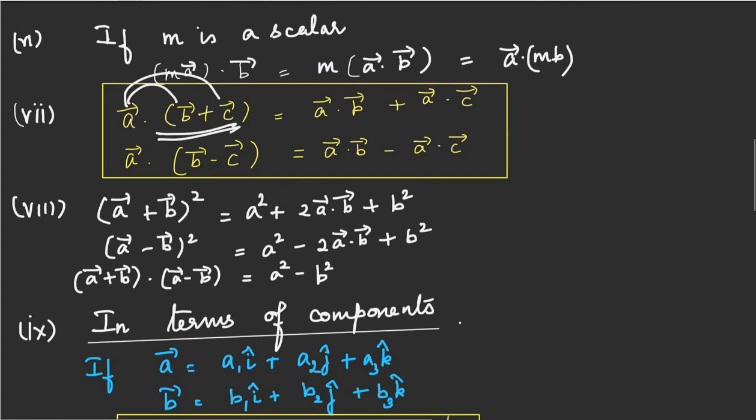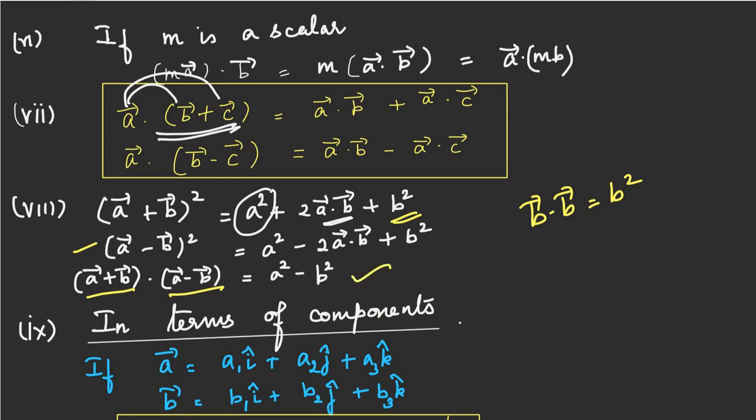Next, a plus b dot a plus b, the whole square. We know a dot a is equal to a square. Therefore, a square plus 2 times a vector dot b vector plus b square, modulus of b the whole square. We know that b vector dot b vector will be equal to b square magnitude. Similarly, the formula for a minus b whole square is equal to a square minus 2 a vector dot b vector plus b square. A plus b vector dot a minus b vector is a square minus b square.